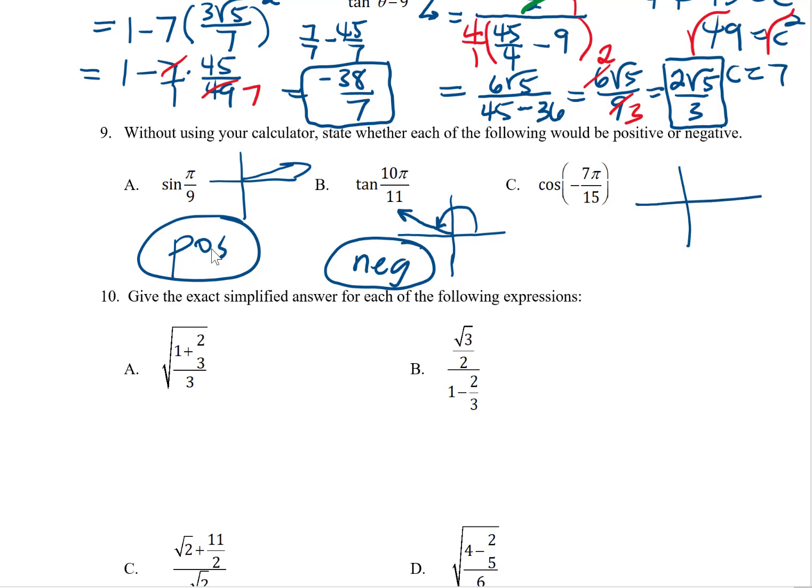7 is just a little bit short of halfway to 15. If I had 7 pi over 14, it would be exactly negative pi over 2. But 7 pi over 15 is going to fall a little bit short of that. I would need 7.5 out of 15 to get exactly halfway. So it's going to be a little bit short of the negative pi over 2, which means I'll remain here in the fourth quadrant. Cosine, all students take calculus, cosine is positive in the fourth quadrant.